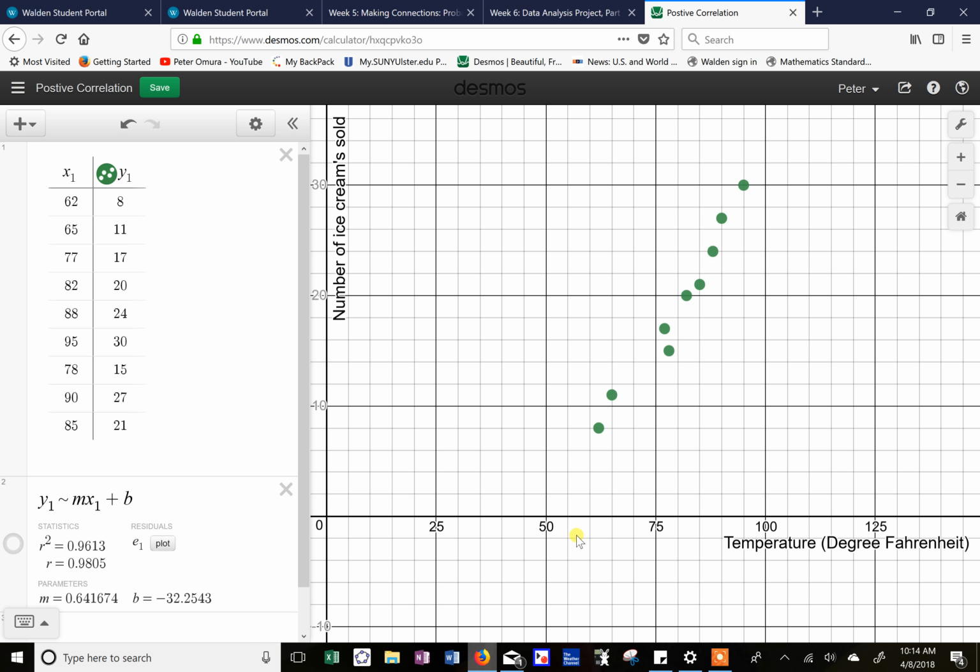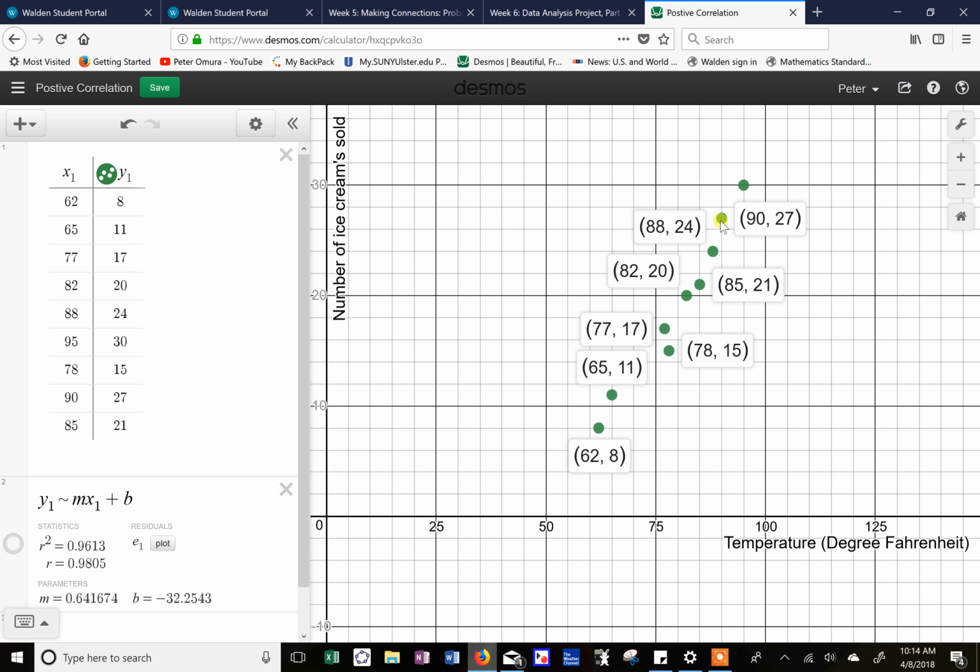And when you take a look, you can see here's my 62 and 8. Here's my 65 and 11. 78 and 15. And oddly enough, when it was a little bit cooler, I sold 2 more ice creams, and that's fine. When it was 82 degrees, I sold 20, etc. 85 degrees, I sold 21. 88 degrees, I sold 24. 90, I sold 27, and when it was 95, I sold 30. So the very first thing I did was graph all of these relationships onto an axis.